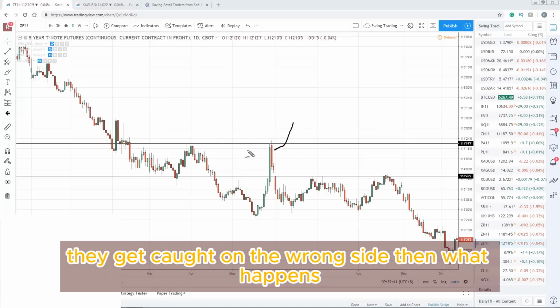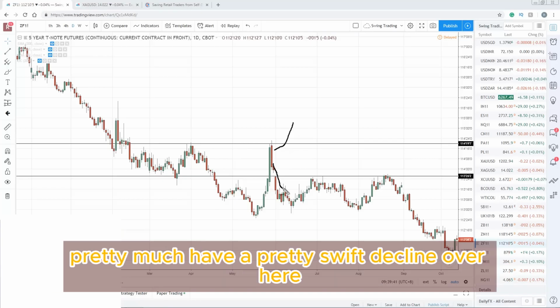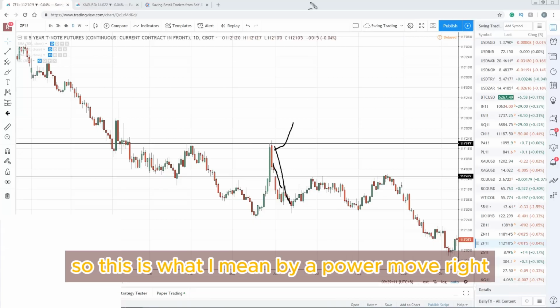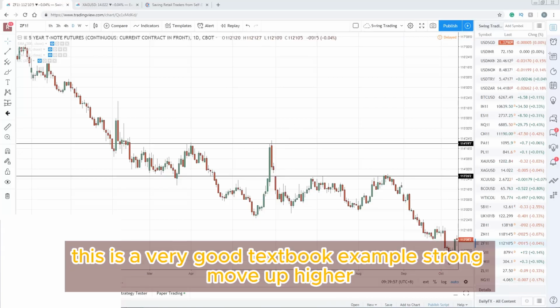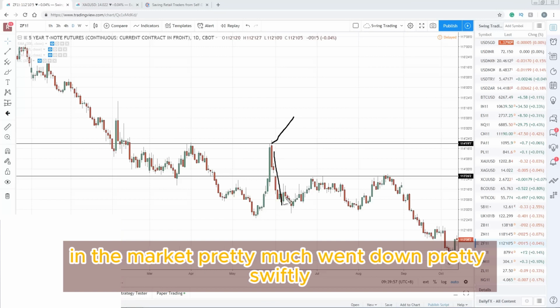They get caught on the wrong side. Then what happens? The market hits lower, it's going to hit their stop loss, and the market pretty much has a swift decline over here. So this is what I mean by a power move. This is a very good textbook example. Strong move up higher, you have this price rejection in the form of a dark cloud cover, and the market went down pretty swiftly.